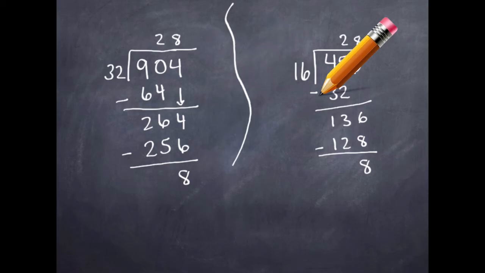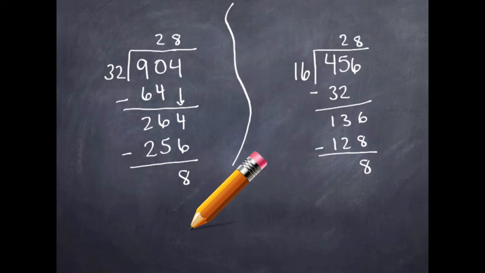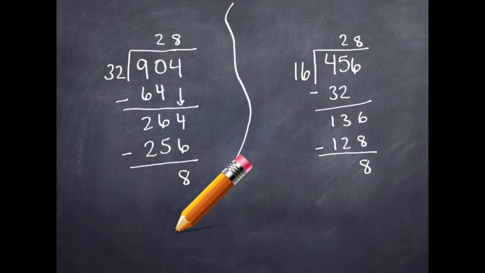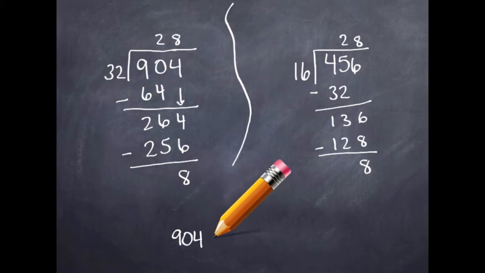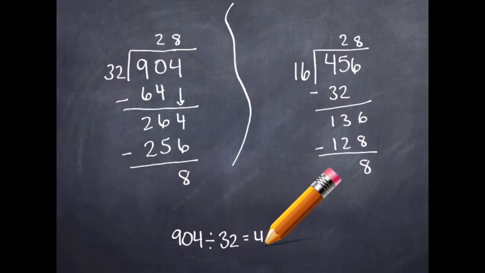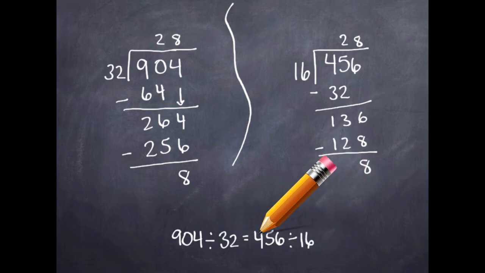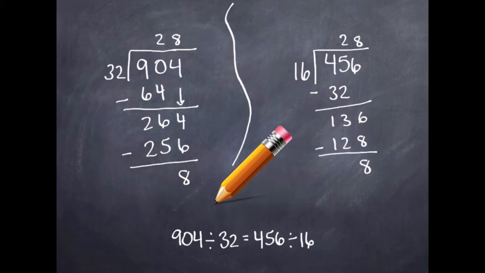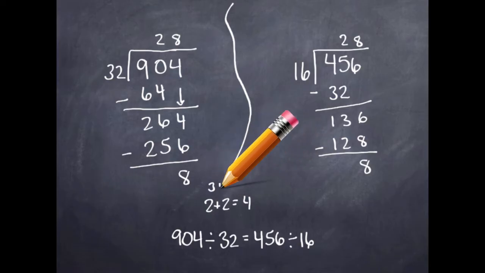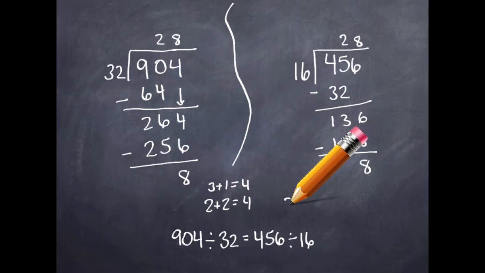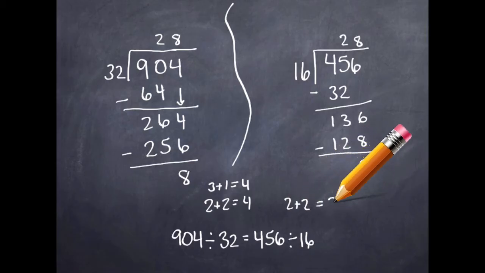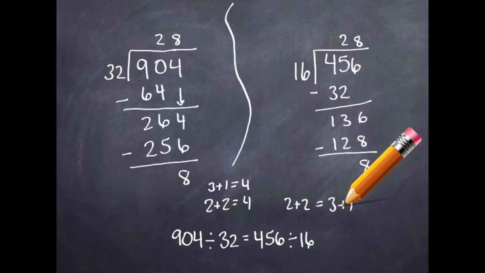So just because my answers are the same here, does that mean that the two division expressions would be equivalent? What I mean by that is, could I write something like 904 divided by 32 is equal to 456 divided by 16? Would that be correct? Well, we could say that yes, these are kind of equal, just like I could say 2 plus 2 equals 4 and 3 plus 1 equals 4. So technically 2 plus 2 is equal to 3 plus 1, right? They're going to get to the same answer.